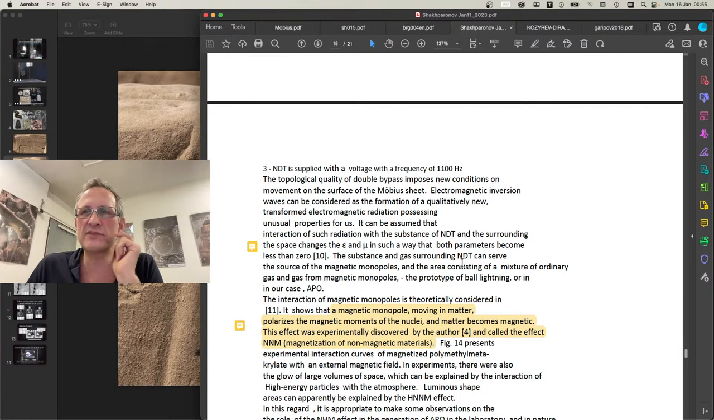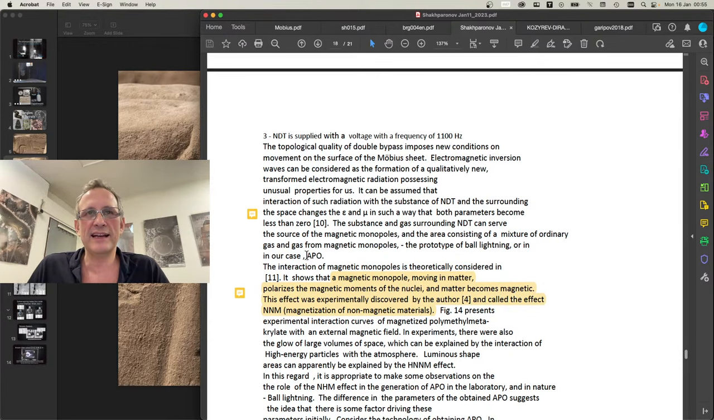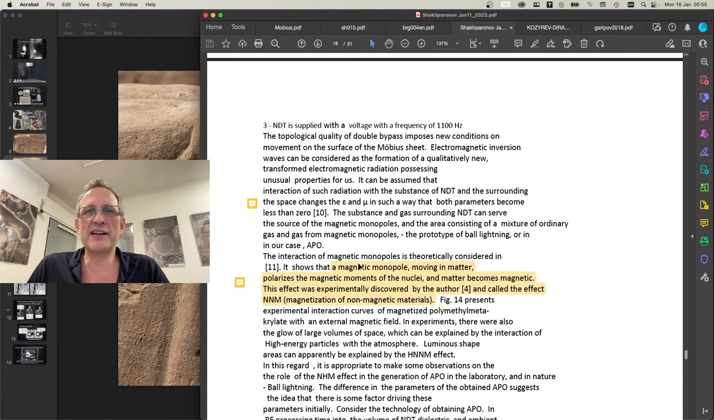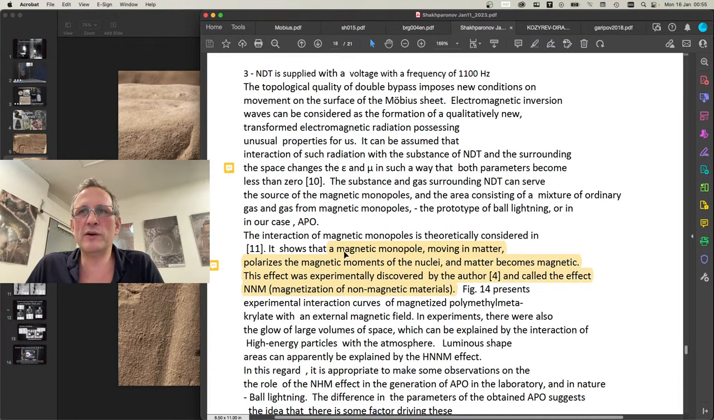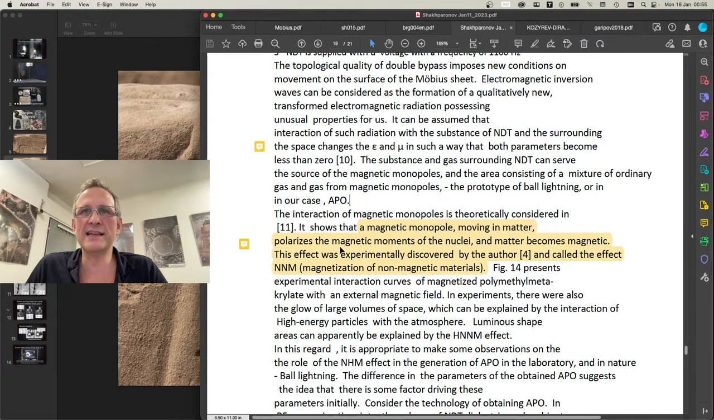The substance and gas surrounding the Möbius strip can serve as a source of magnetic monopoles, and the area consisting of a mixture of ordinary gas and gas from magnetic monopoles is the prototype of ball lightning, or in our case, exotic vacuum object. The interaction of magnetic monopoles is theoretically considered in reference 11. It shows that a magnetic monopole moving in matter polarizes the magnetic moments of the nuclei and matter becomes magnetic. This effect was experimentally discovered by the author in reference 4 and called the effect of magnetization of non-magnetic materials.